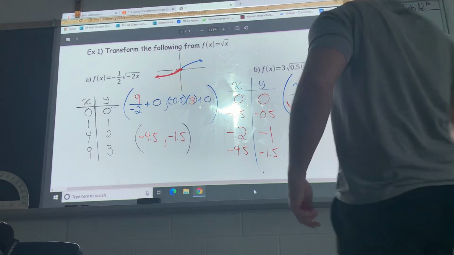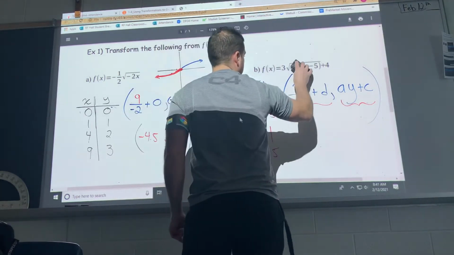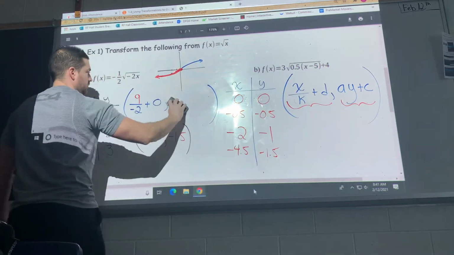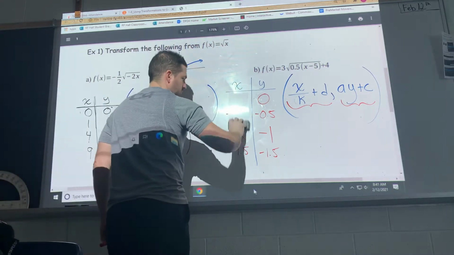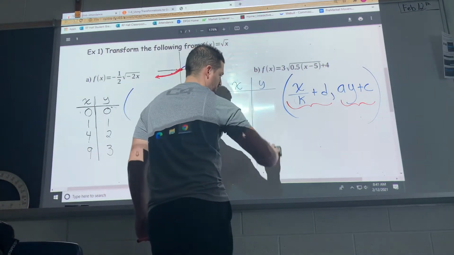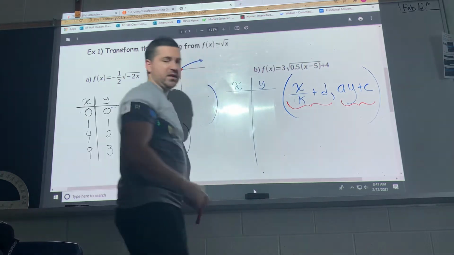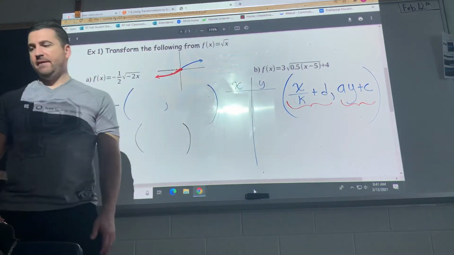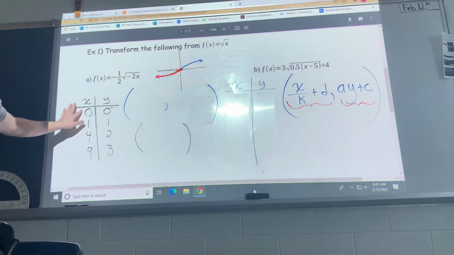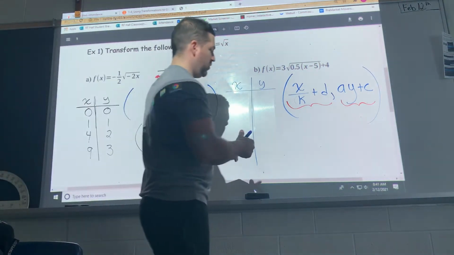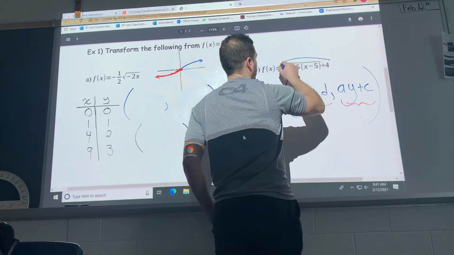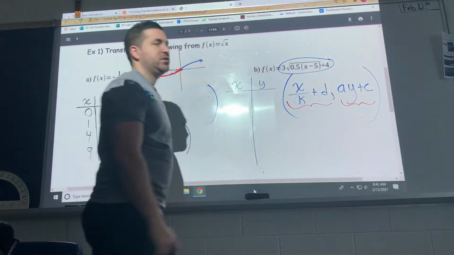Okay, now let's start the second one. Okay, so now we have our new equation for B. So we start with the same points because our parent function is the points that we use. 0, 0, 1, 1, 4, 2, 9, 3. Okay, and now we are going to apply all these transformations.